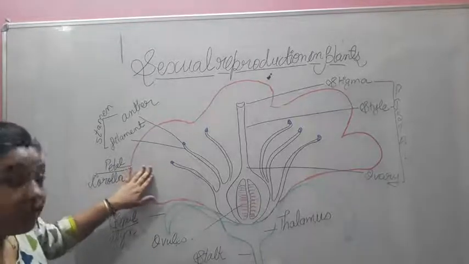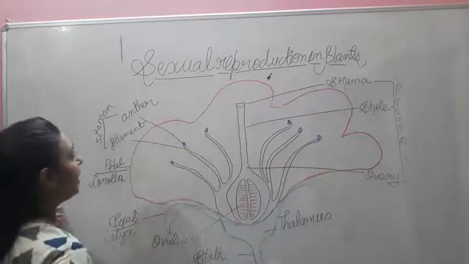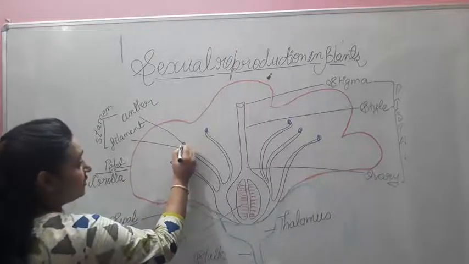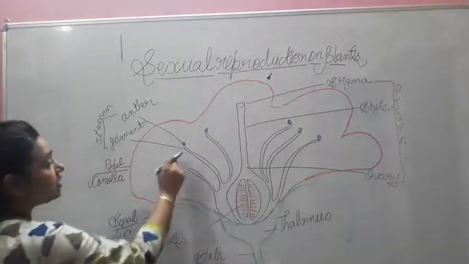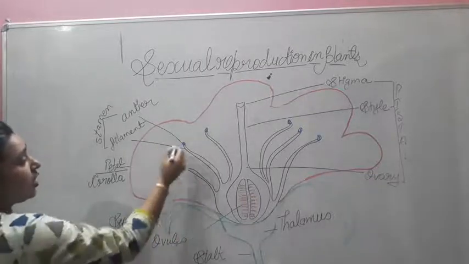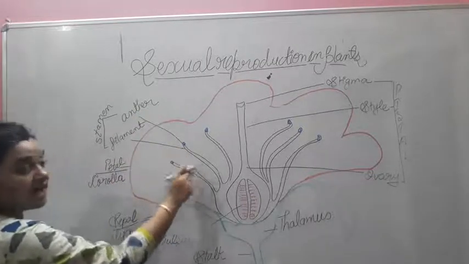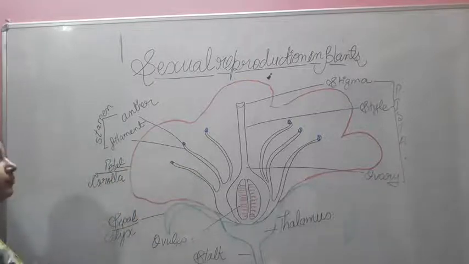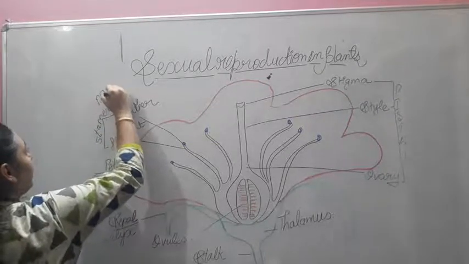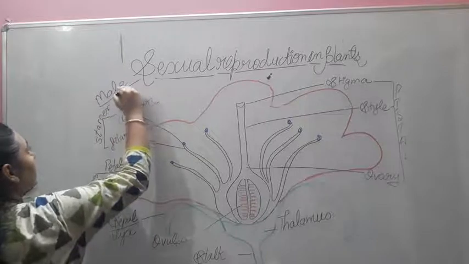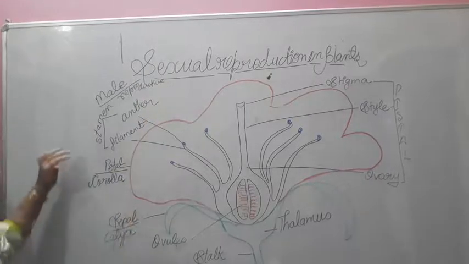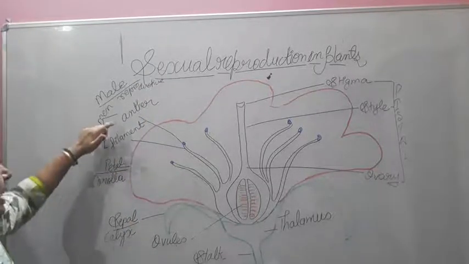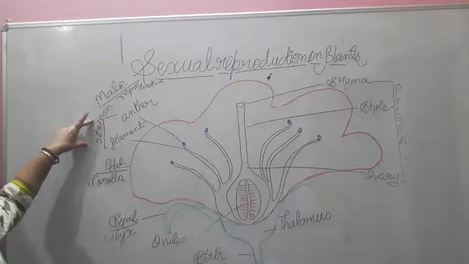Then after this, inside a flower you will see a structure like this, which is a bilobed structure attached to a stalk. The upper part is called the anther, and the part to which it is attached is called the filament. Both together are called the stamen, and this is the male reproductive part of a flower. So what is the male reproductive part of a flower? Anther and filament, together called the stamen.